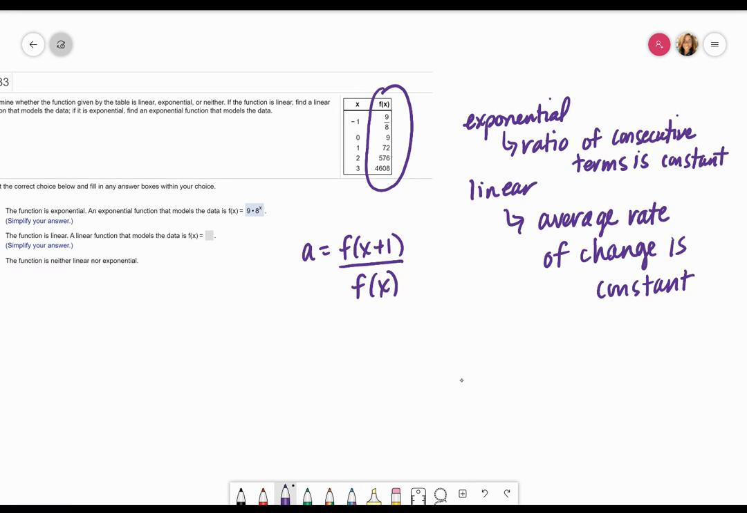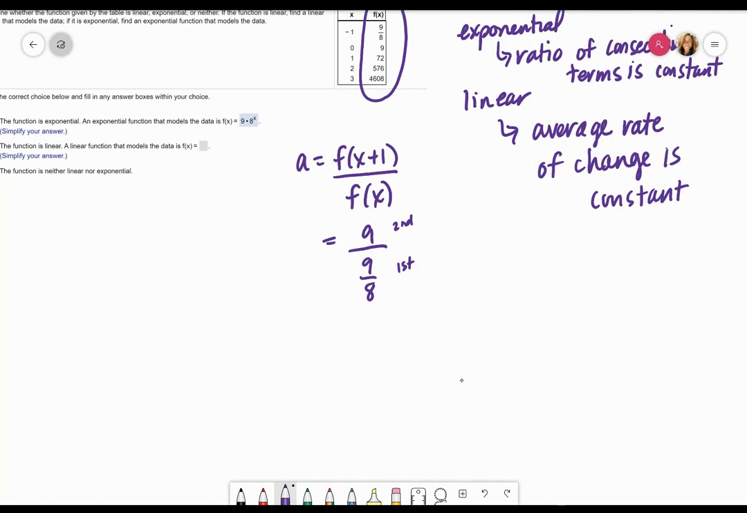So the first one that I'm going to do is 9 divided by 9 over 8. This is our second term, and this was our first term. When I divide those two, instead of dividing by a fraction, I can multiply by the reciprocal, which would be 8 over 9. The 9s would cancel, which would leave me with 8 for the first one.